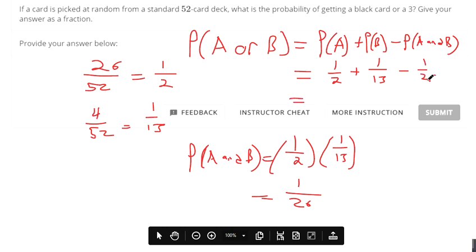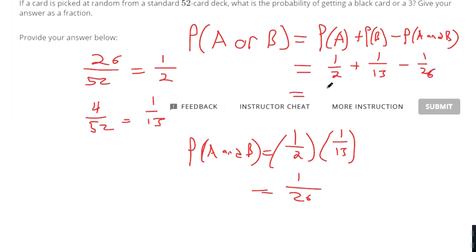And now it's just fraction work. Now we need common denominators. So this is 13 out of 26 plus 2 out of 26 minus 1 out of 26. So that's going to be 14 out of 26, or if you simplify, that's 7 out of 13.